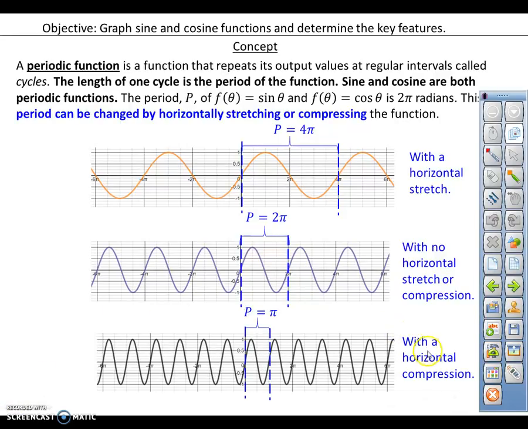And then here we're looking at, now we have the period, so here's our full wave right here, and it goes from 0 to pi radians. So it's half of the 2 pi. So that actually is a horizontal compression by a factor of a half. So it's taking that full wave and squishing it into an interval of pi radians.